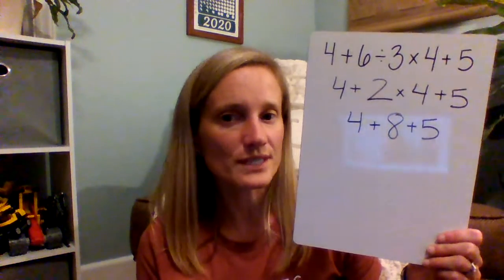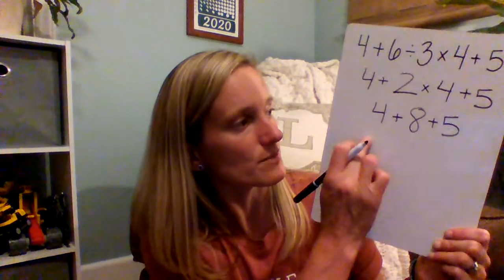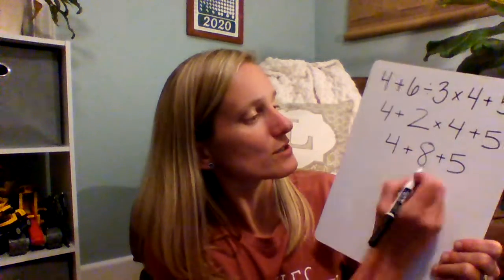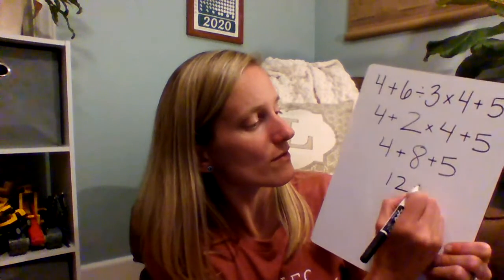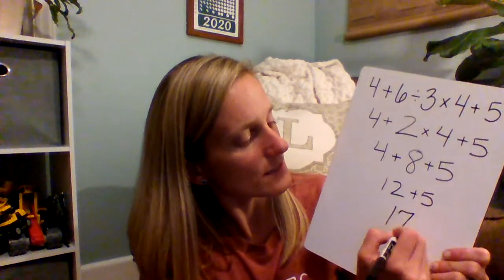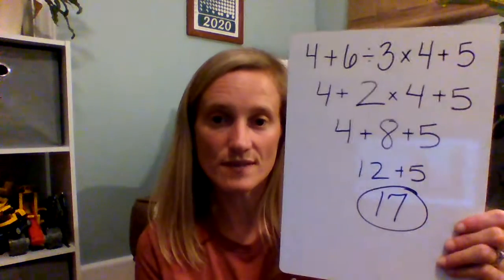Now I have only addition left, and I'm just going to move from left to right in the problem, adding things together as I come to it. So 4 plus 8 is 12. 12 plus 5 is 17. So 17 would be my answer.